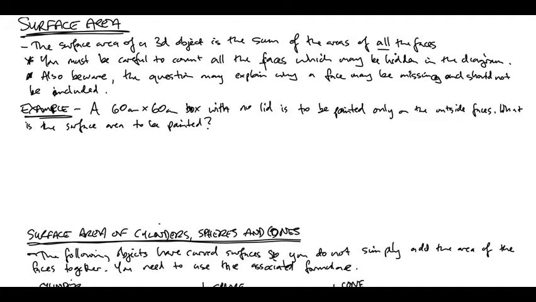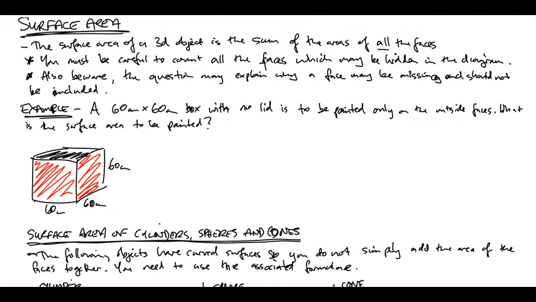A 60 centimeter by 60 centimeter box with no lid, to be painted only on the outside faces. What's the surface area to be painted? So it's only going to be painted on the outside, and it's got no lid. So always start with a diagram that will help you. What are the dimensions of this box? 60 by 60. Alright, so all 60. It's got no lid, and it's going to be painted only on the outside.